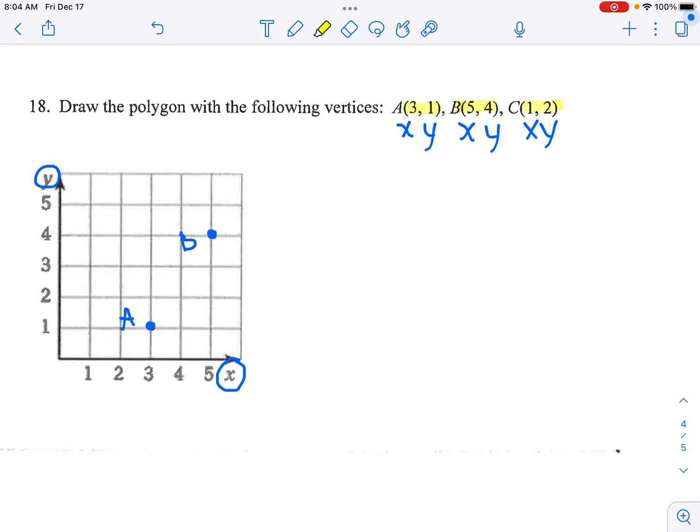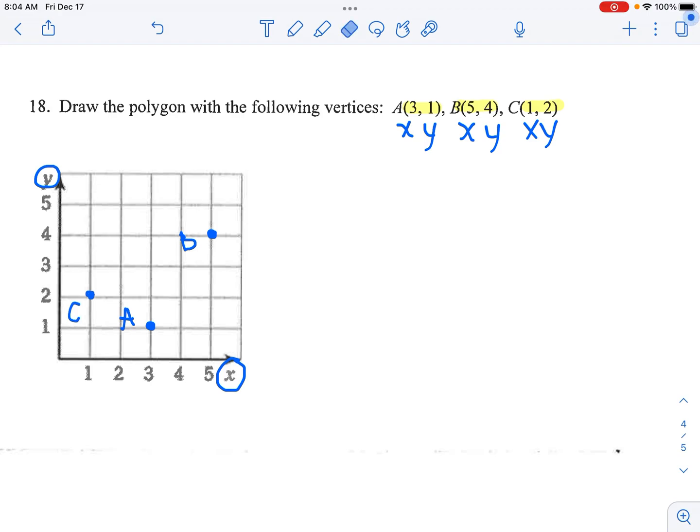Last one, point 1, 2. We're going to move over to 1 on the x-axis. We're going to move up to 2 on the y-axis. Where those 2 lines intersect, we'll label point C.